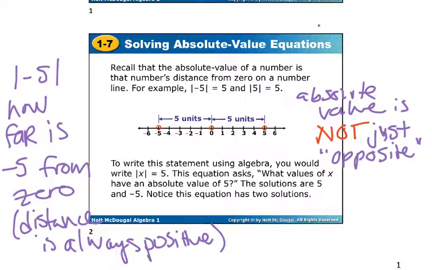Okay, so again, absolute value is not just opposite. It's actually the distance that point has until it gets to 0. And so if we look at a number line here, we're just saying if this was the point, -5, what is the distance? And that's 5 spaces to get to 0. So to write the statement using algebra, you would write this as its first, and then you're asking yourself what values of x have an absolute value of 5. And the solutions are both 5 and -5, and so you're going to have 2 solutions.